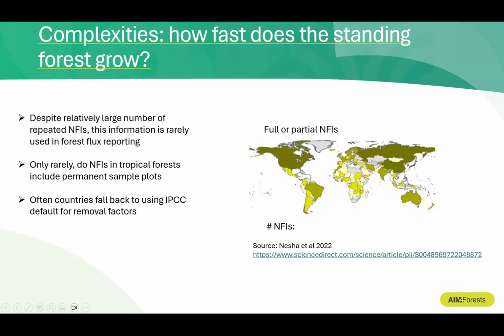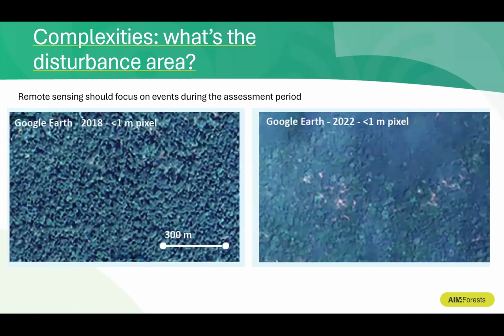Here goes a third one. There's probably a much longer list. Others will surely be interested in contributing to this, but here's my third one. What's the disturbance area? Now, remote sensing is, of course, what we use to identify areas most of the time, but it's immensely hard to do that.